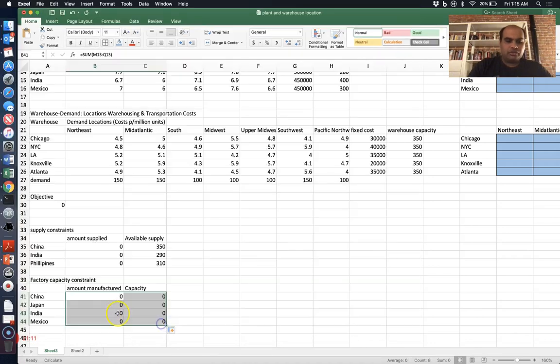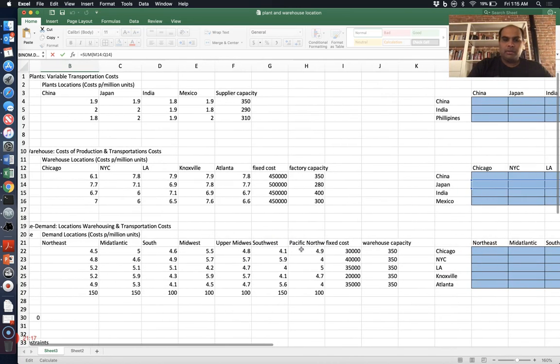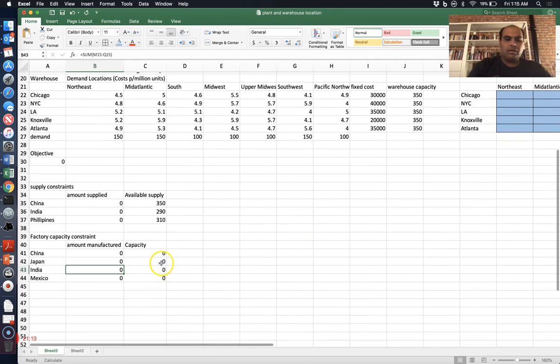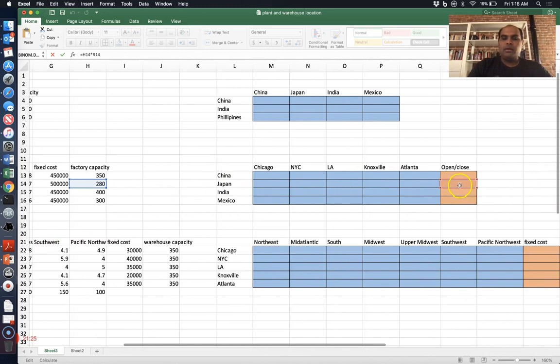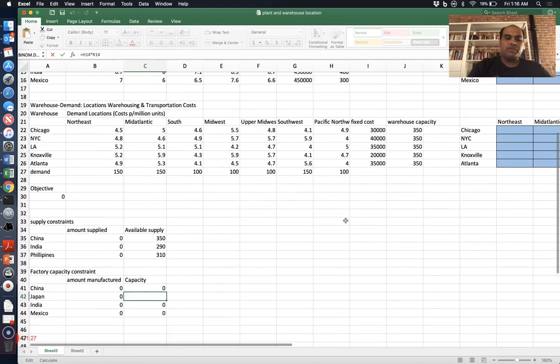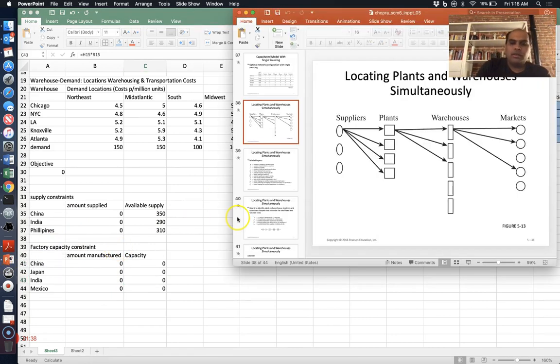So I'm going to copy that down. The same goes for the Japanese plant. The right hand side of the Japanese plant constraint is the capacity of the Japanese plant times the decision variable, which makes it open or not, and so on. So those are the four manufacturing constraints, the factory capacity constraints. So let's go back to our picture here. We wrote the constraint for suppliers and what supply is available at the suppliers. Then we wrote a constraint for which plants are open. Now we are going to write a constraint which is like the transshipment constraint.